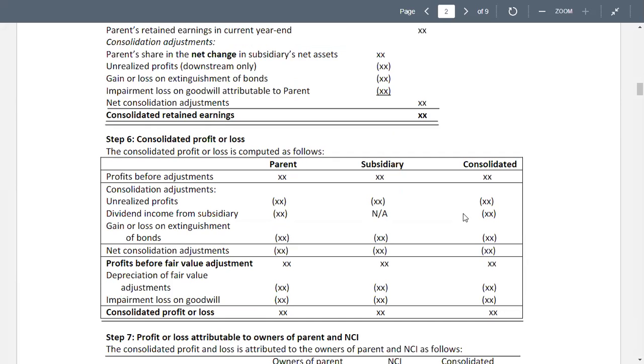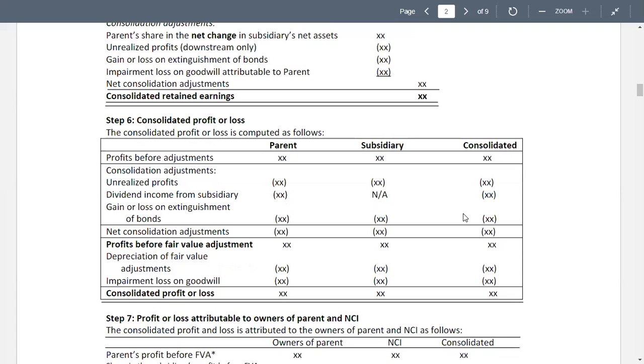Step 7, profit or loss attributable to owners of parent and non-controlling interest. So we have now the consolidated profit or loss attributable to the owners of parent and NCI.